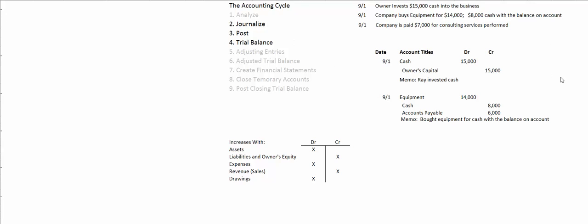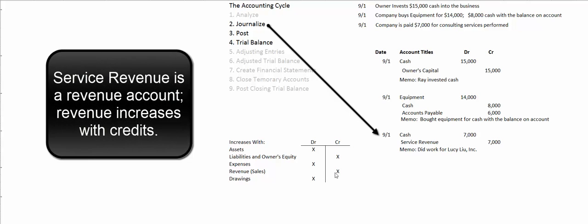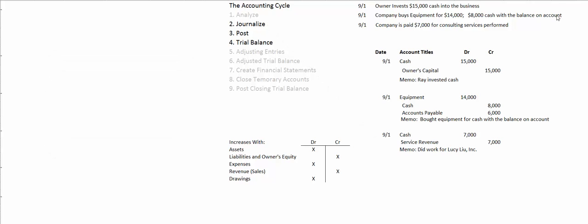The third thing that happens is the company is paid $7,000 for consulting services performed. Cash is an asset, it increases with debits. Expenses are debits, so the opposite of expenses, revenue or sales, must increase with credits. So we credit service revenue for $7,000. We could call it consulting fees earned, or fees earned, or sales if we wanted to. The point is it's a revenue account and it increases with credits. It keeps track of our sales, whether we get paid today, tomorrow, or never.